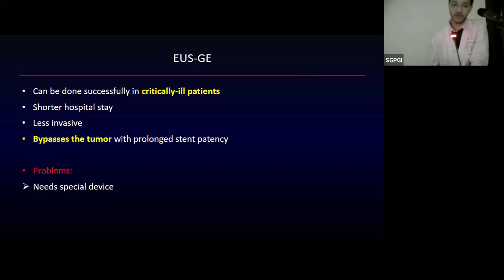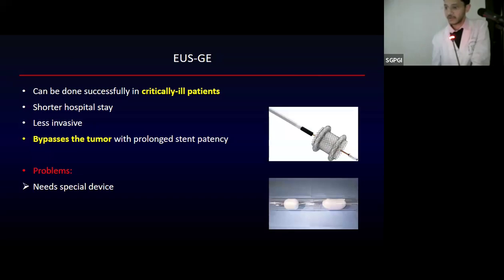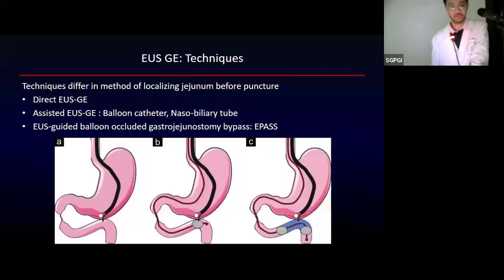Problems, as we all know, are that this procedure needs special devices. As shown, the device on the top is a cautery enhanced LAMS, and the device below is a double balloon. Now, this double balloon device is not yet available in India. There can be possible serious adverse events in this procedure as well.